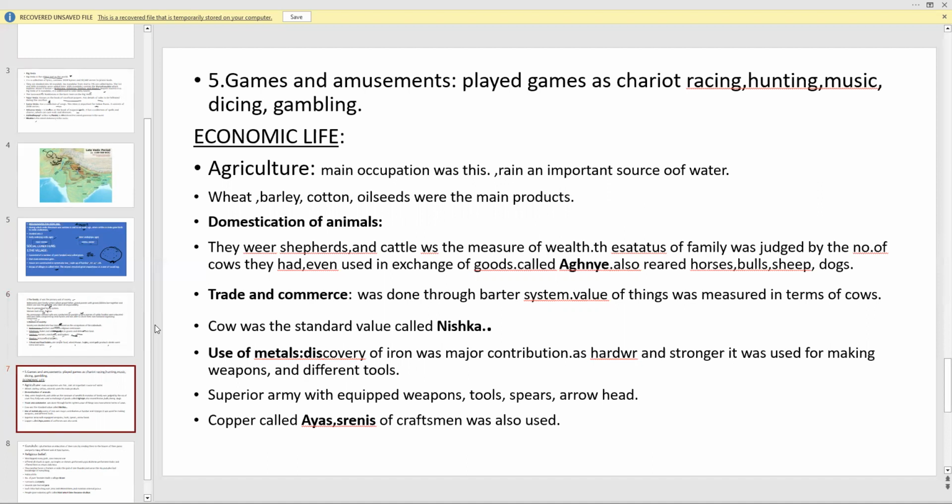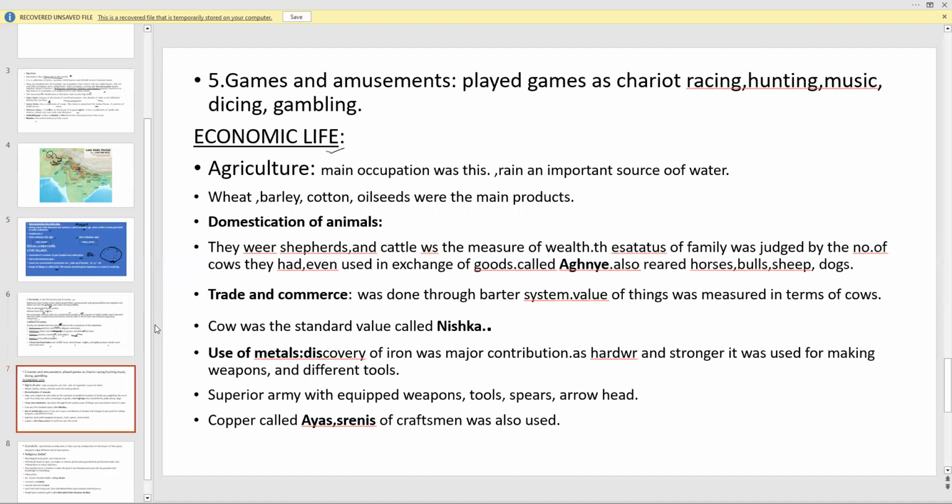during that era. Then in gambling, they all used to play different games: amusement, dicing, gambling, chariot racing, hunting. They were all interested in these types of games, or they were aware of them also. Then how the economic life is linked.